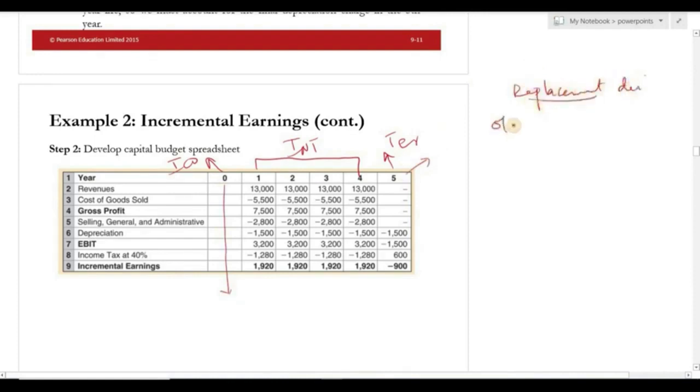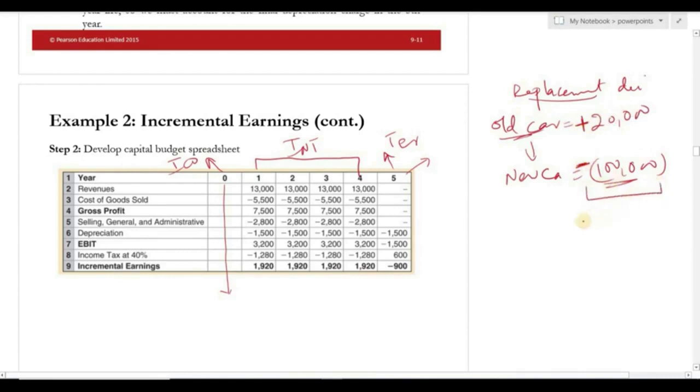For instance, if it's a replacement decision and you had an old car, and now you are thinking to buy a new car, and the new car costs 100,000, right? So you have to pay 100,000, but you also have the old car. Of course you are going to sell this car for 20,000, right? So you are getting 20,000, but how much is the payment for the new car?